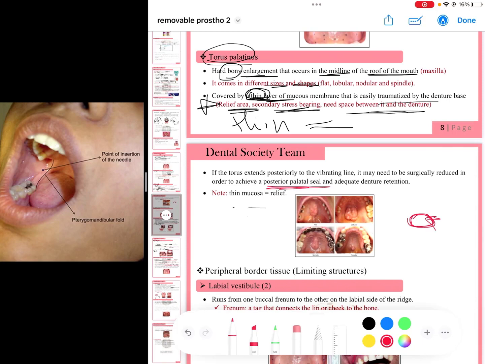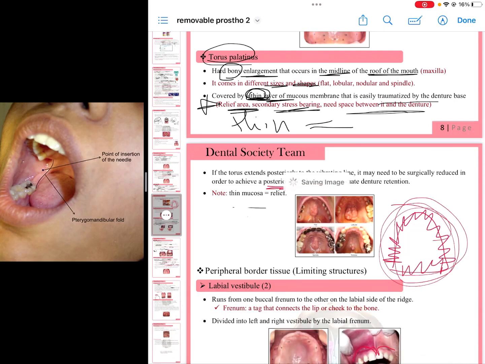If it's broken from here, then the water will exit from here, right? So as the denture, I want to close it from all the sides. From here, it's called the peripheral seal. Okay, from the posterior part, it's called the palatal seal. I want to close it from all the sides.